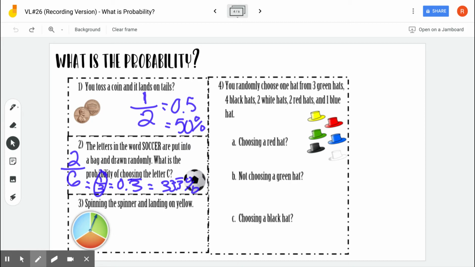Number 3, spinning the spinner and landing on yellow. If you notice, the spinner does not have the color yellow, so it's impossible to land on yellow. So the number of possibilities is 0. And the total number of outcomes is 3 because there are 3 different colors. And when you simplify this fraction, you get 0. So the probability of spinning and landing on yellow is 0.